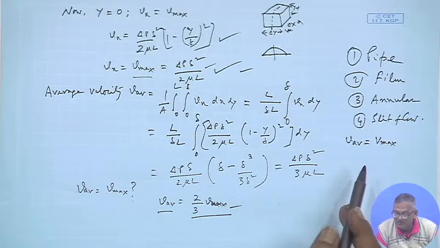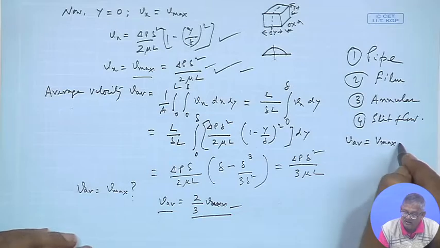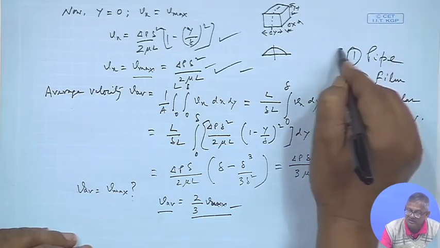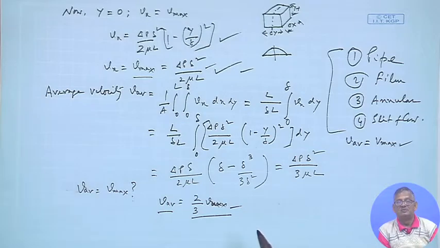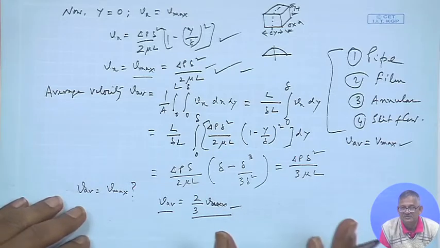I tell you to find these out and make a tabular form, so that you remember them for future work, so that you can memorize it if required: what is the relation between average velocity and maximum velocity in pipe, or in annulus, or in film, or maybe in case of slit, right. And you will see they are not the same, they are different.